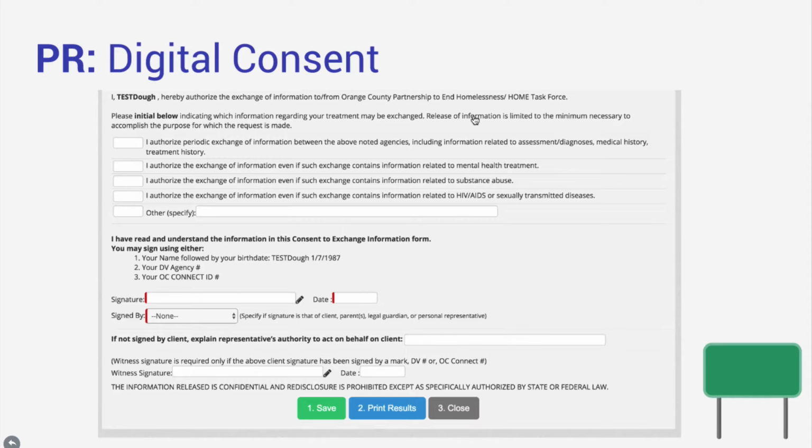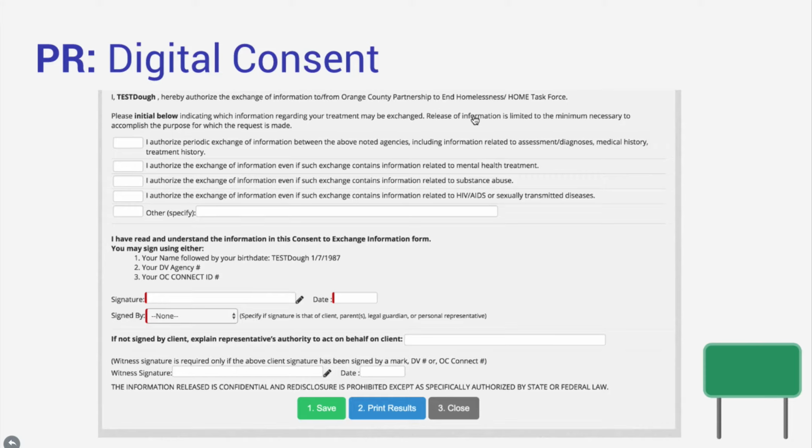These will be updated periodically, and so using the version that's in the OC Connect tool is great because that's the most recent version. But the first set of initials is authorizing periodic exchange of information between the noted agencies, including information related to assessment or diagnoses, medical history, or treatment history. And if someone consents to that, they would put their initials, or if they don't consent, there are no initials there.